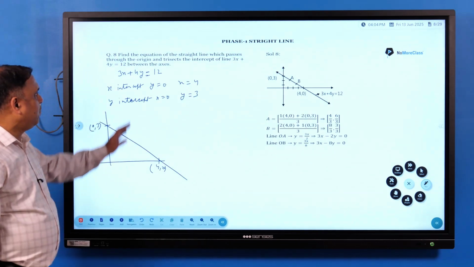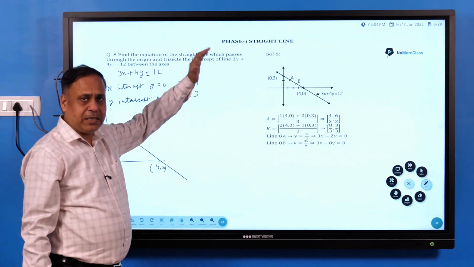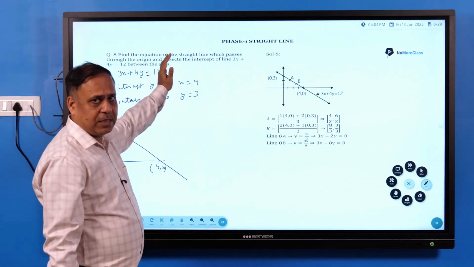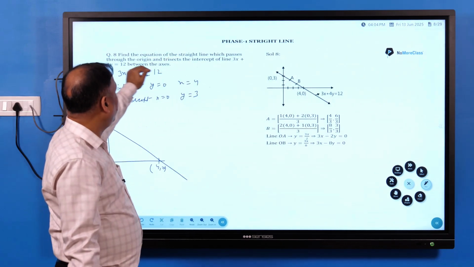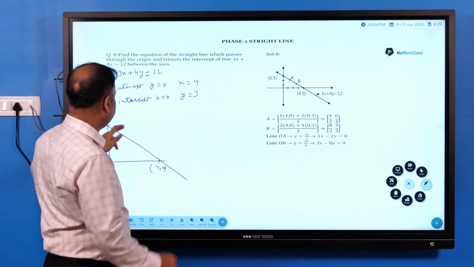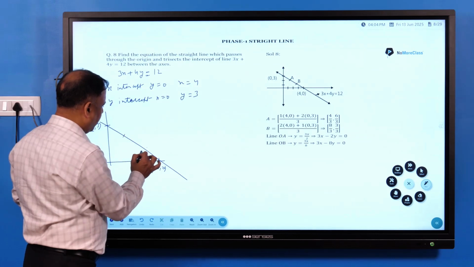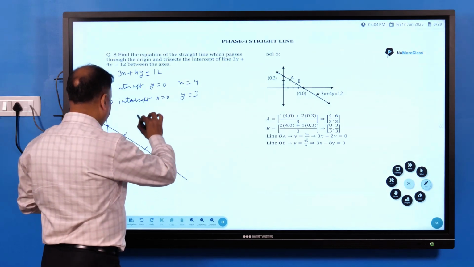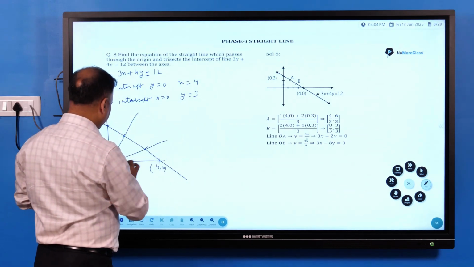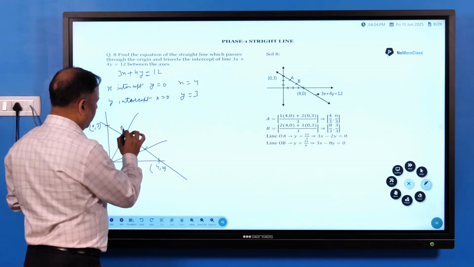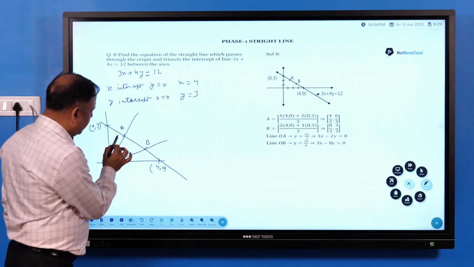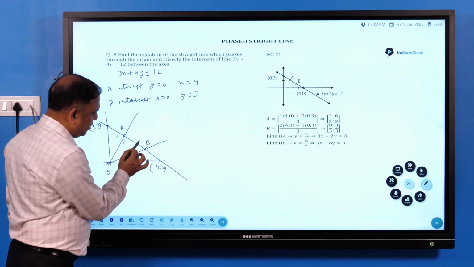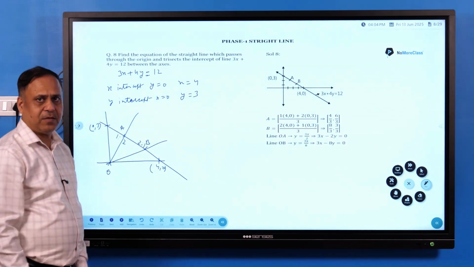Now, as per the question, find the equation of the straight line which passes through the origin and trisects the intercept of the line between the axes. So this is trisected. That means there will be 2 points. So I have to find the equation of line OA and the equation of line OB. OA and OB, 2 lines will be there. So how to find the points of trisection? This will divide in the ratio of 1:2 and this will divide in the ratio of 2:1, section formula.